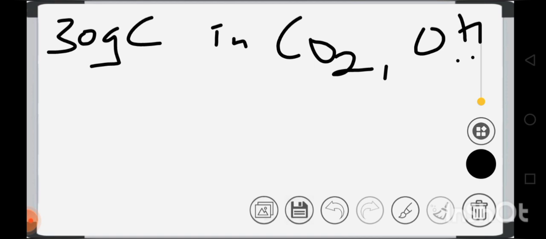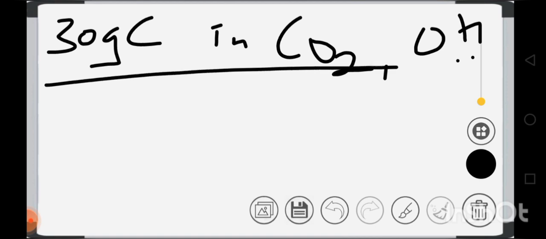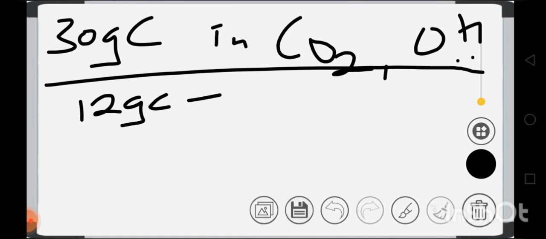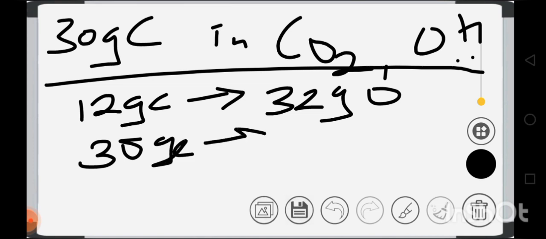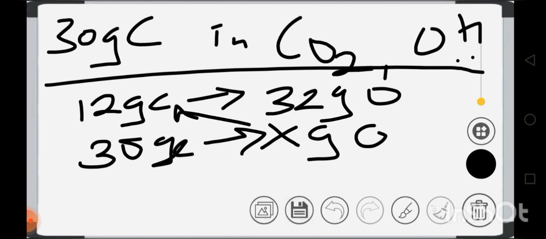From definite or constant composition by mass, we have already established that for CO2, 12 grams of carbon. If we have 12 grams of carbon, we are going to have 32 grams of what? Oxygen. Now, 30 grams of carbon will give us x grams of oxygen, because they ask how many grams of oxygen will be there. So you just cross multiply.